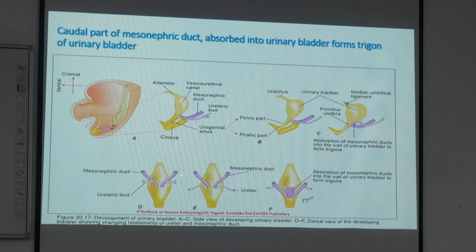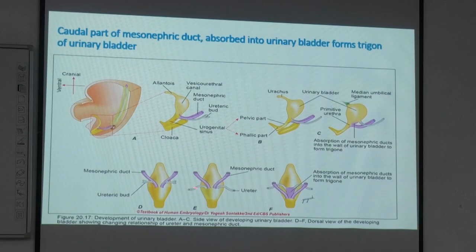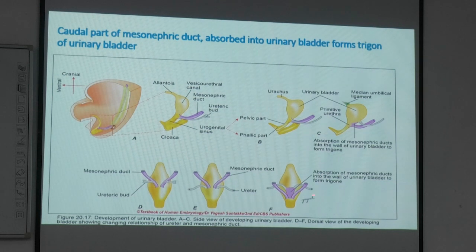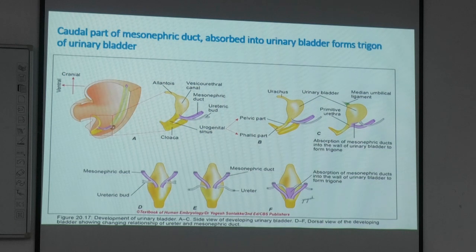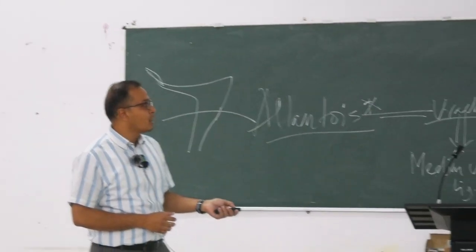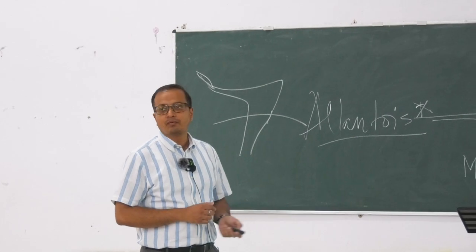And eventually, the absorbed right-side and left-side mesonephric ducts, D, E and F, unite together. As the kidney moves up, this mesonephric duct is pulled up, comes closer and unites, and partly it is absorbed and forms the triangular area on the bladder. So in a bladder, if you open it up, we have a trigonal area, which we call the trigone of the bladder. The development of that trigone region of the urinary bladder comes from the united caudal end of the mesonephric duct.